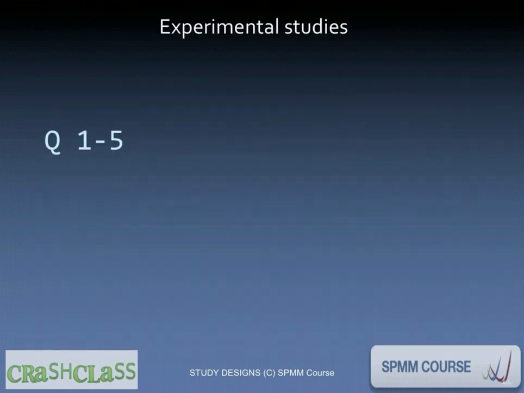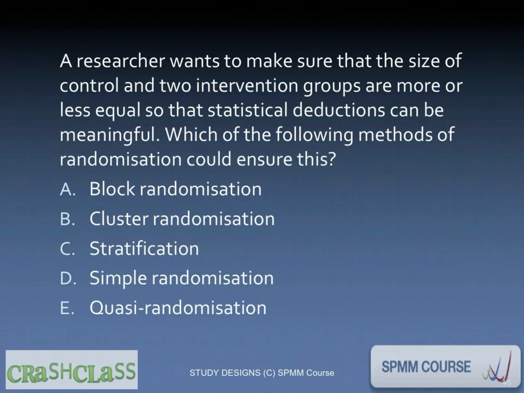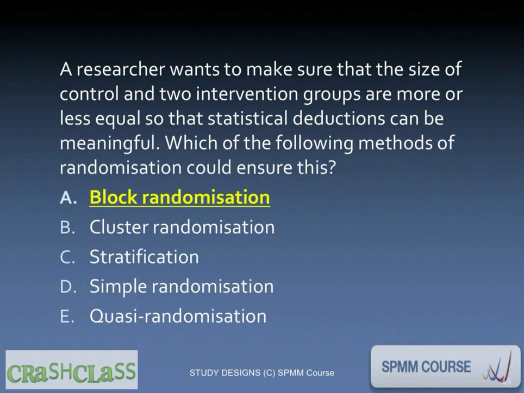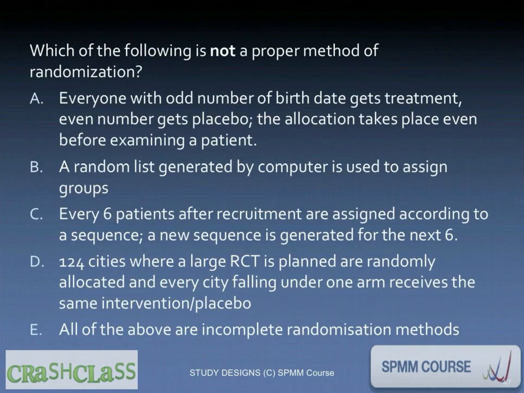Okay, let's now see some questions. First question. A researcher wants to make sure that the size of the control and two intervention groups are more or less equal so that statistical deductions can be meaningful. Which of the following methods of randomization could ensure this? Block, cluster, stratified, simple, quasi-randomization. We know that block randomization can ensure equal number of groups at any given point of time in a trial. Okay, so the answer is block randomization.